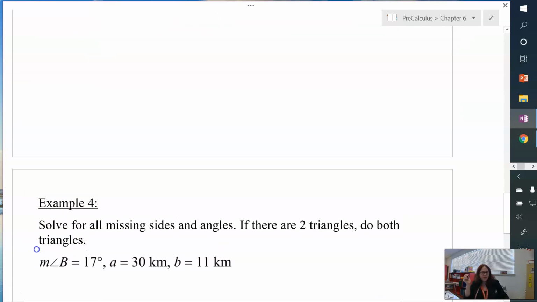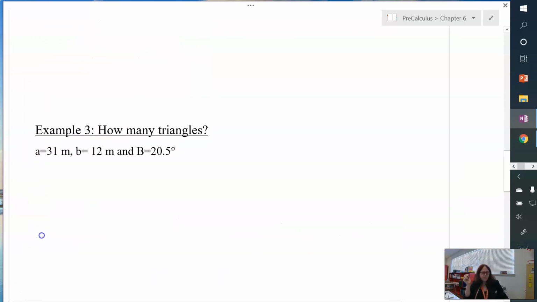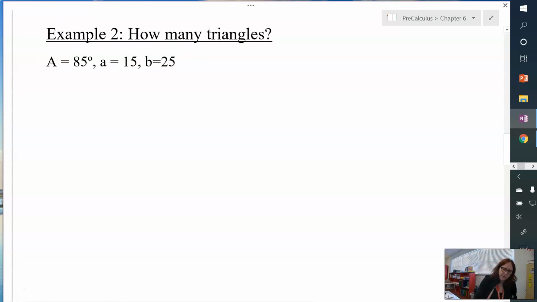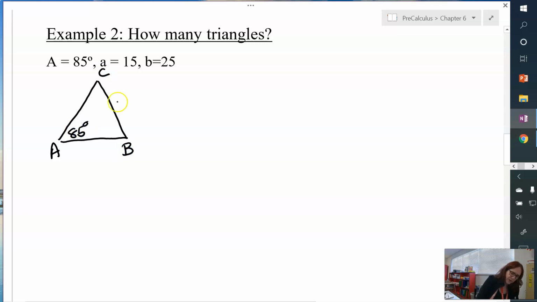All right, so now let's do another one. Example 2, how many triangles here? I'm going to start off just like I did before. I'm going to draw my triangle. And I'm always drawing it this way, A, B, C. A is 85 degrees. Little a is 15. Little b is 25. First question I want to ask myself is, is there a triangle at all? And I'm going to answer it using the given angle.